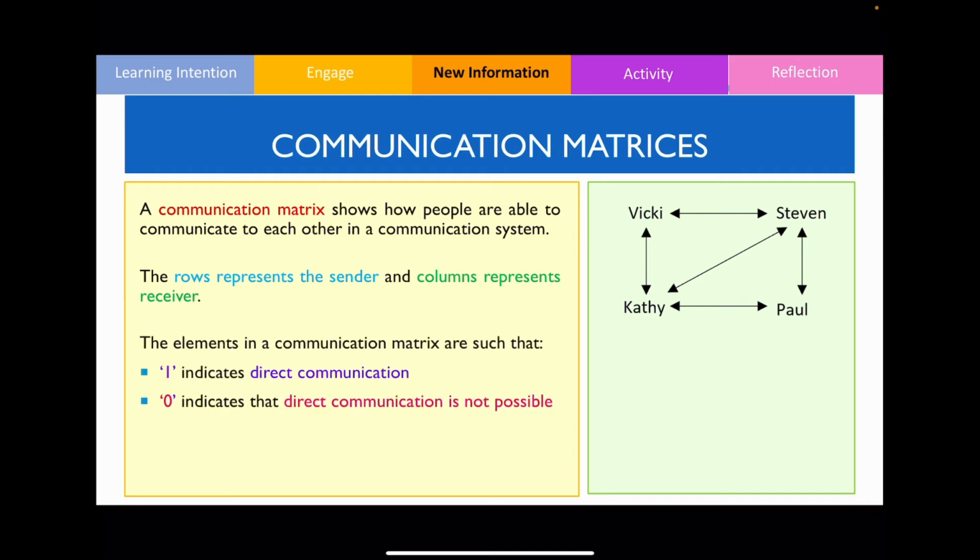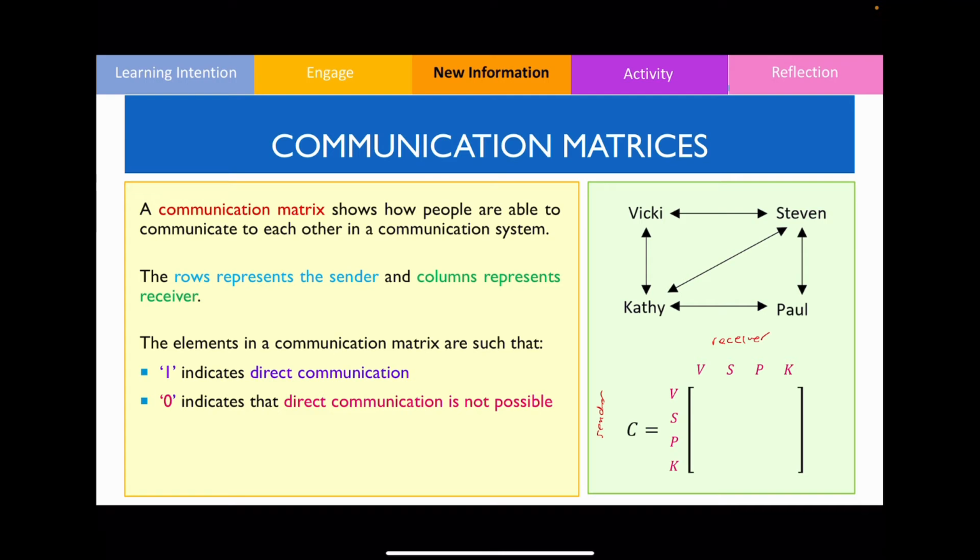In a communication matrix, the number 1 would indicate that these two people can directly communicate with one another, whereas the number 0 indicates that direct communications do not exist between those two individuals. So I'm now going to show you an example of how to construct a communication matrix for the diagram or the network shown on the right hand side. Remember, we always use a letter C to denote communication matrices, and as I said earlier on, the sender is found on the rows and the receiver is found in the columns.